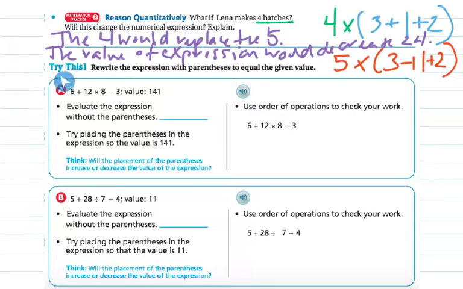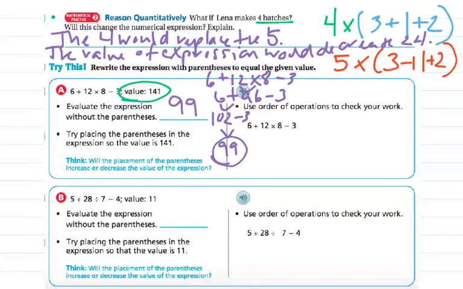So now we're going to try this. It says write the expression with parentheses to equal the given value. So what we have to do is solve this so that our answer is 141. It says, first evaluate the expression without parentheses. So if we evaluate this expression without parentheses, we're going to use order of operations. So first I solved this problem without any parentheses.